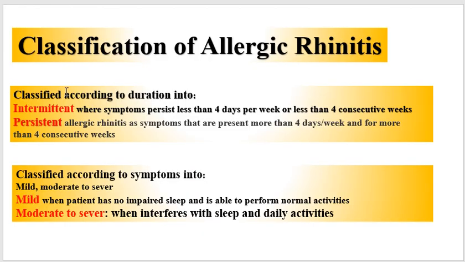Allergic rhinitis is classified into two categories according to duration: intermittent, where symptoms persist less than 4 days per week or less than 4 consecutive weeks. Or it could be persistent allergic rhinitis, where symptoms are present more than 4 days per week and for more than 4 consecutive weeks.